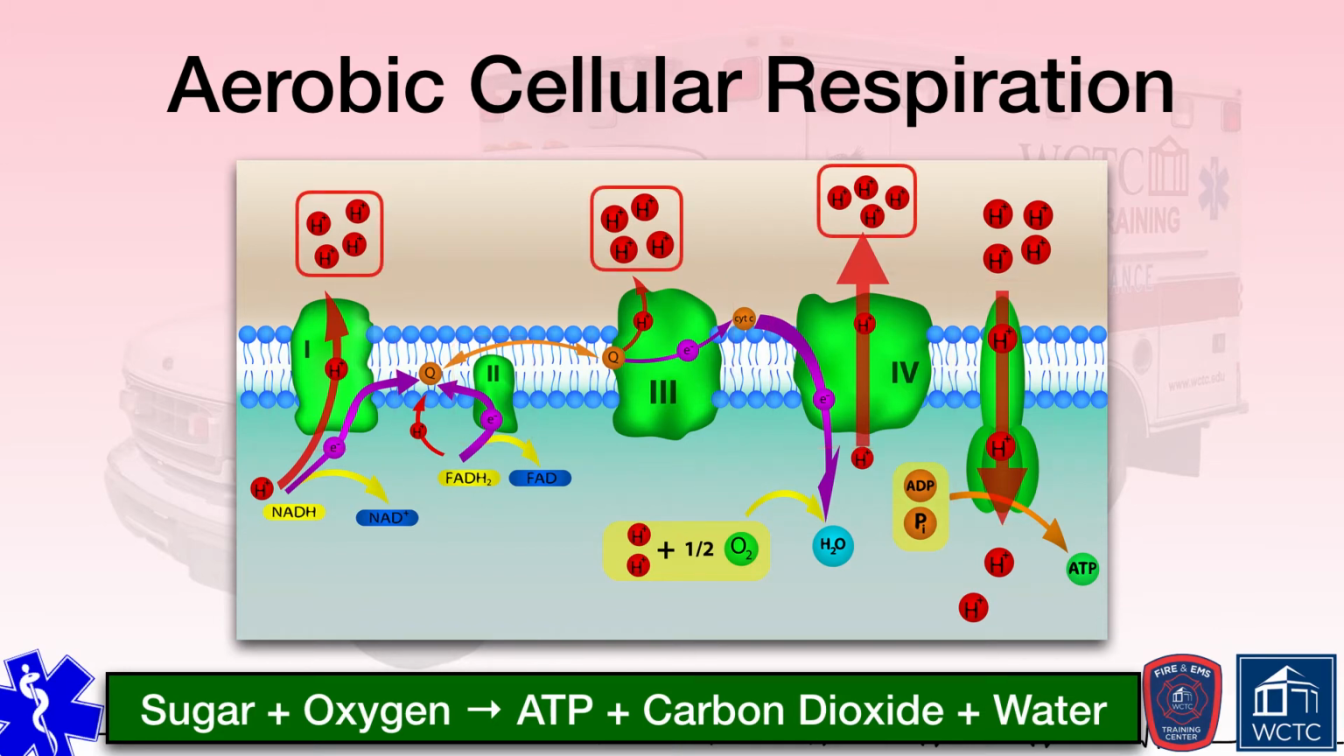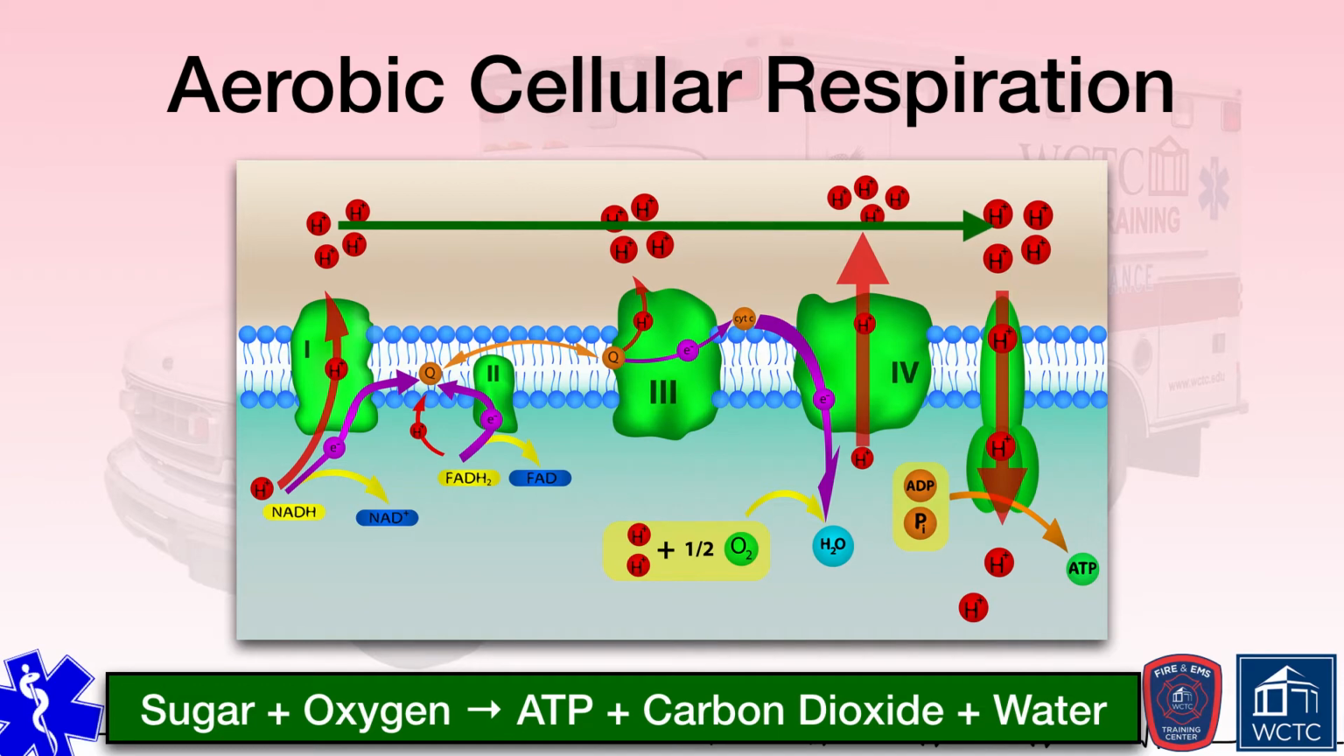During this process, protons are pumped out of the mitochondrial matrix into the intermembrane space of the mitochondria. This accumulation of protons in the intermembrane space creates an electrochemical gradient that results in the flow of protons down the gradient through a process called chemiosmosis and back into the mitochondrial matrix through ATP synthase, an enzyme embedded within the membrane of the mitochondria.